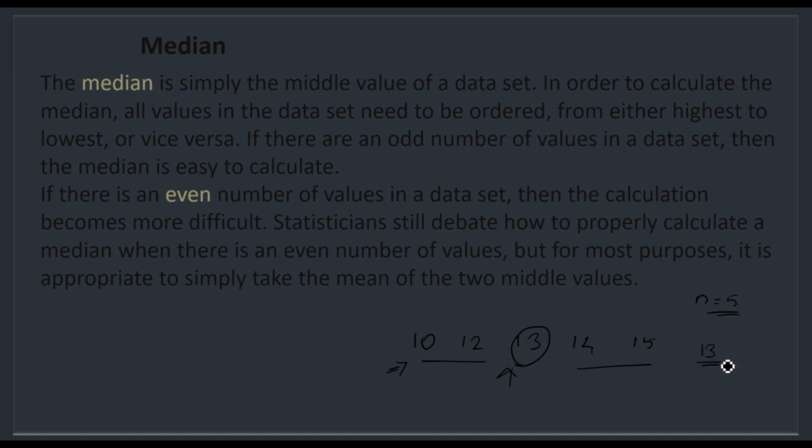If it is an even number, let's assume that there is a 9 also there. Then n is 6. Now we want to calculate 12 plus 13 divided by 2. That is the median of this data set, because it has an even number of values.